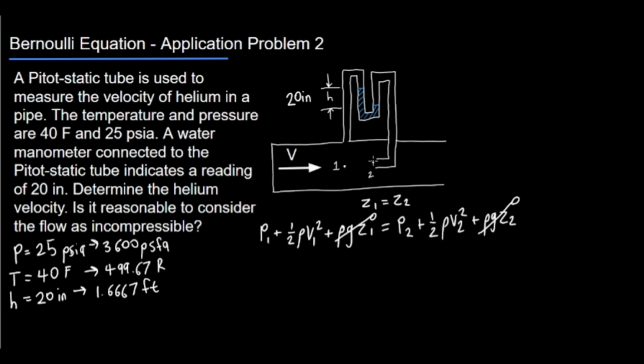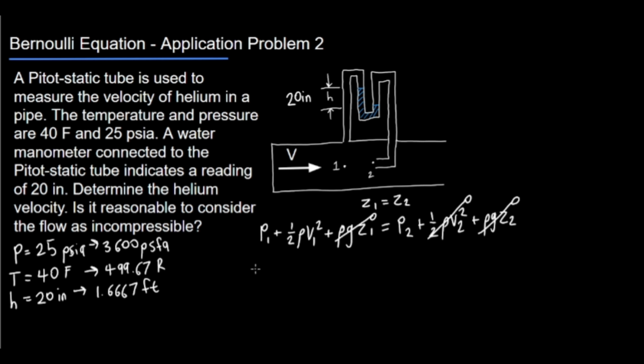And then something else we can notice is that point 2 is a stagnation point, because that's literally just what is going on. This is a pitot-static tube. This is blocking the flow, and so V2 is going to be 0. And so we are looking for V1. That's what we're solving for.